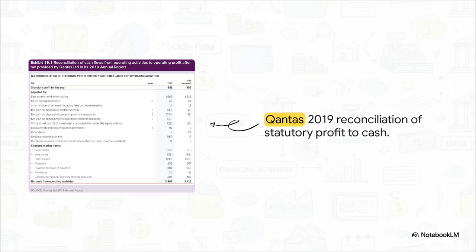And if you want undeniable proof of how massive this adjustment can be, look at Qantas again. In 2019, they reported a statutory profit of around $891 million. But look at their very first adjustment. They literally added $1.6 billion of depreciation and amortization straight back to their profit. After adjusting for a few other things like receivables, their true operating cash flow was revealed to be a massive $2.8 billion. That is a huge difference.